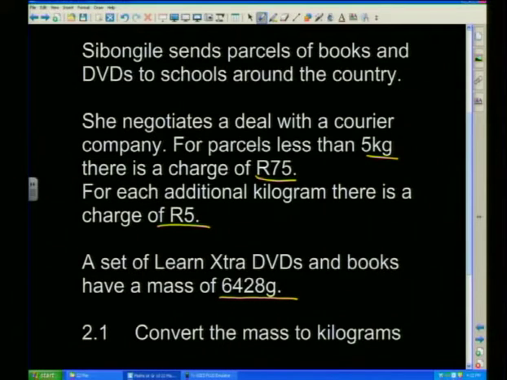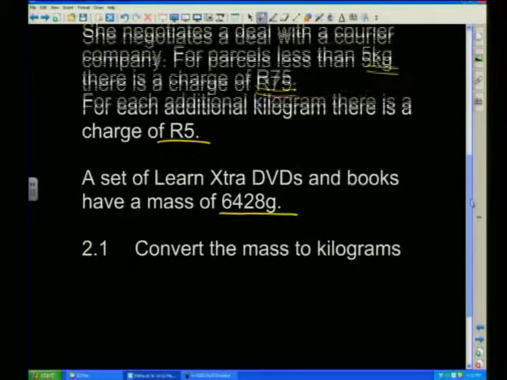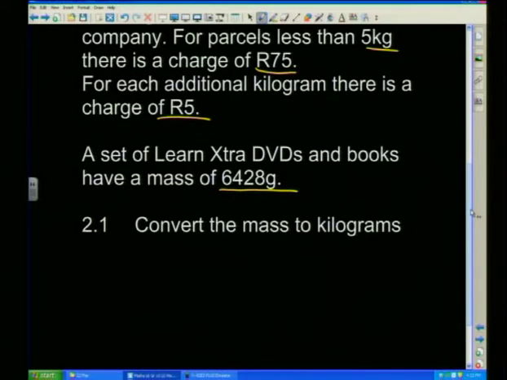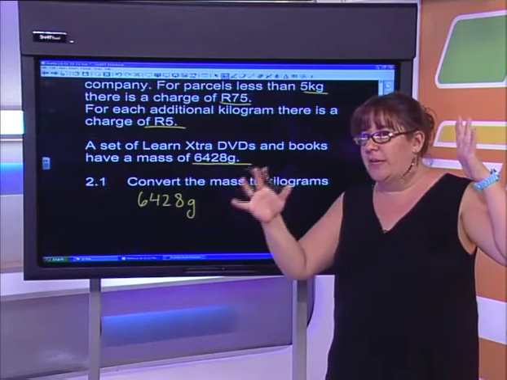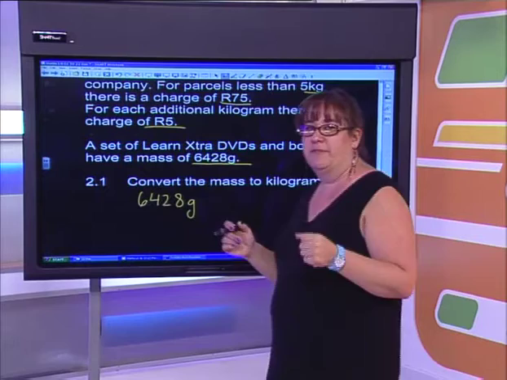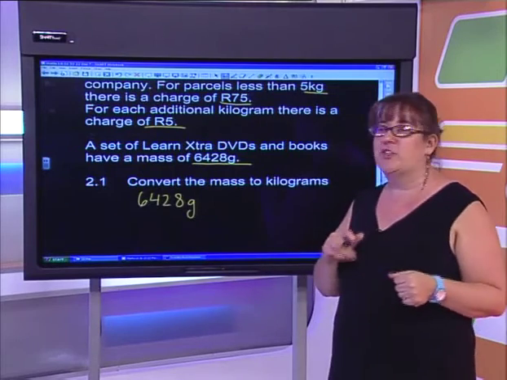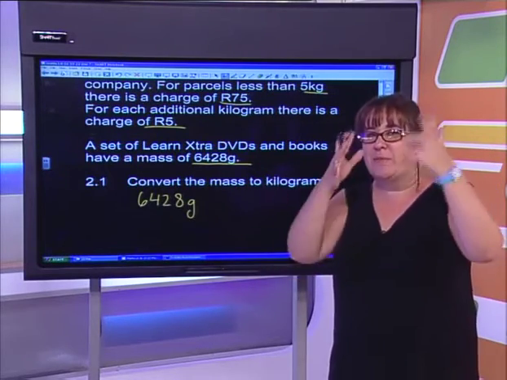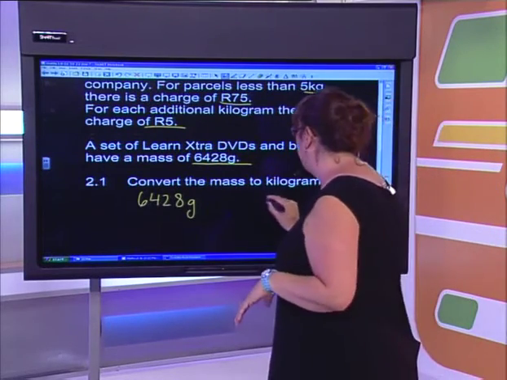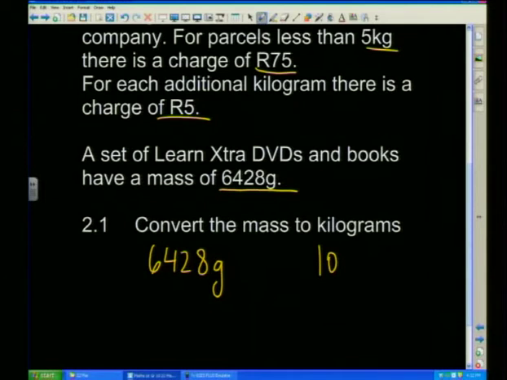6,428 grams. So the first part of our question says, convert the mass to kilograms. So we've got 6,428 grams. Now remember I said this was the easy one, and we can picture that tub of margarine, but picture that rice or the maize meal and sugar that I was talking about earlier. So we know that we've got 1,000 grams in 1 kilogram. So what am I doing?